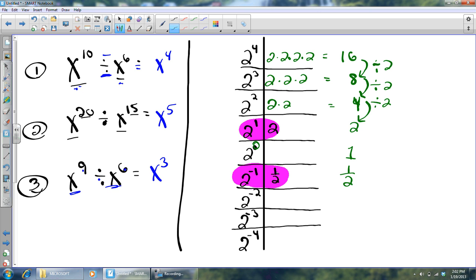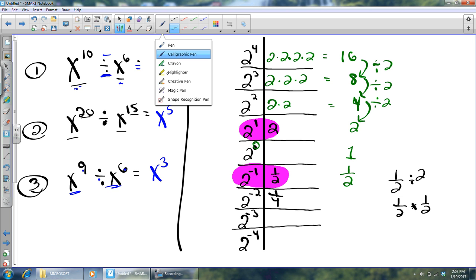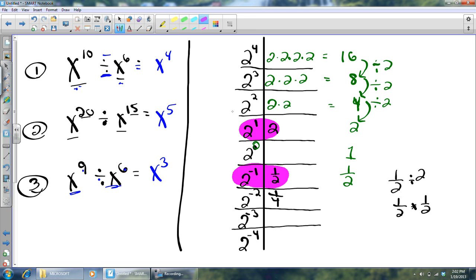2, 1/2. Well, 2 to the negative second is going to be 1/2 divided by 2. Well, that would be the same as 1/2 times 1/2, right? Or 1/4. So 2 to the second is 4, but 2 to the negative second is 1/4. Ooh, I think I'm seeing something here.